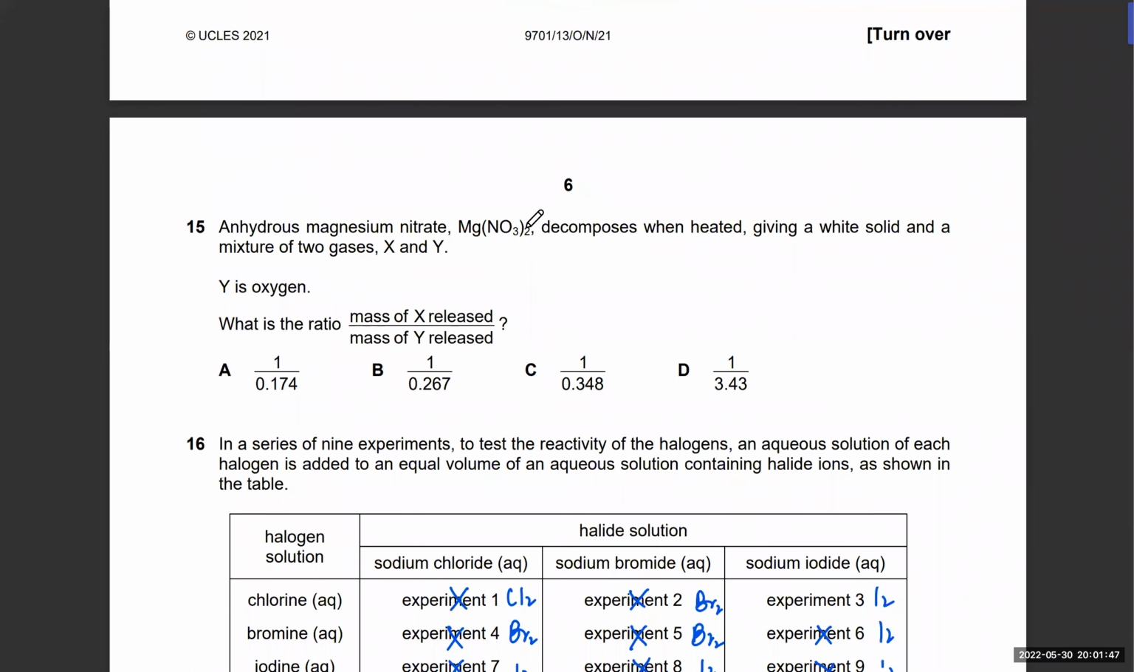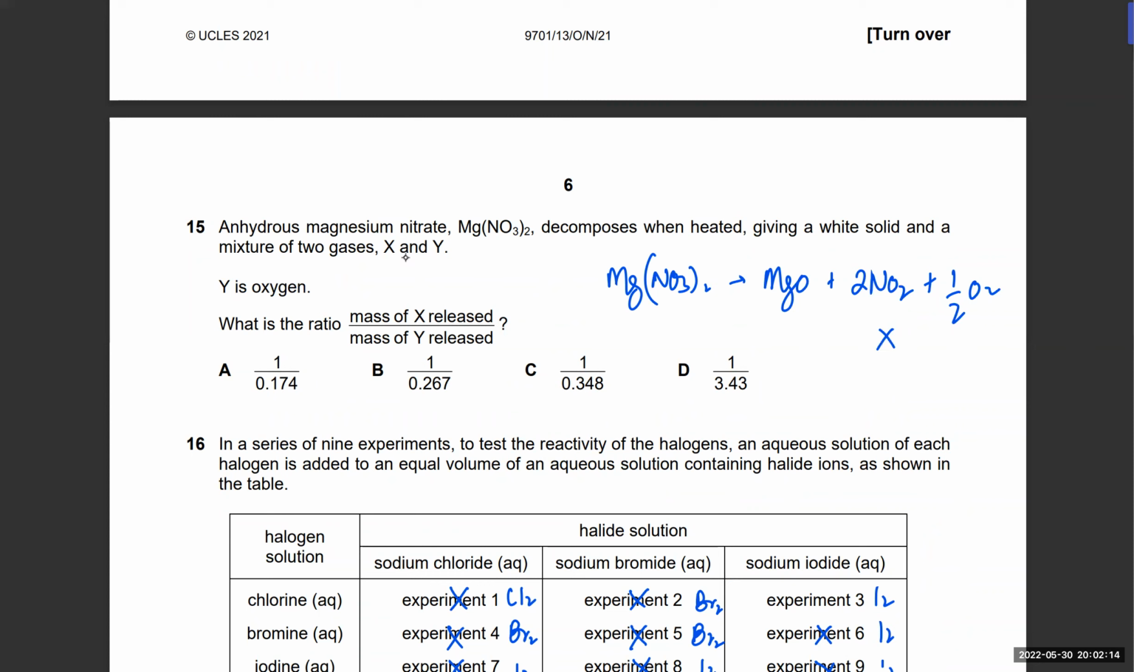So you can try and do this on your own, but what will happen? Magnesium nitrate decomposes. It's going to produce magnesium oxide, 2 NO2 and half O2, right? So what do we have? A mass of X in these. What's X? A mixture of 2 gases, and they didn't tell us what X and Y are.